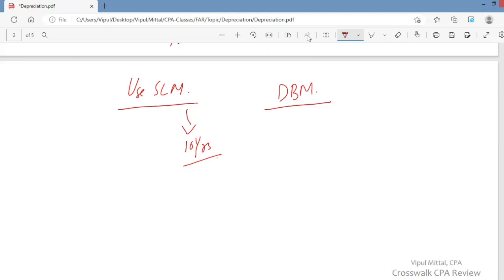But because the asset is more productive and more efficient in earlier years, and less maintenance charges are incurred in earlier years, you record more depreciation in earlier years. And the declining balance method is preferred over the straight line method. Why? Because you are considering the services that you obtain from the use of the asset. You are considering the benefits you are getting from the use of the asset. More benefits, more depreciation.